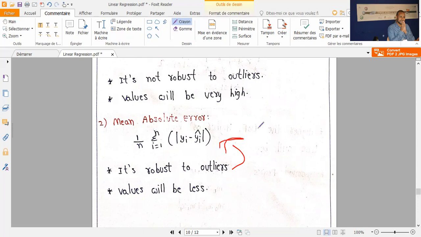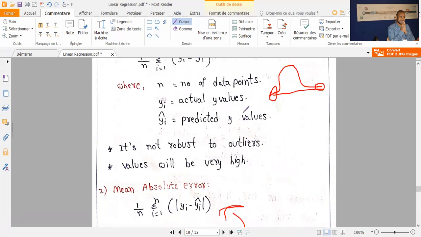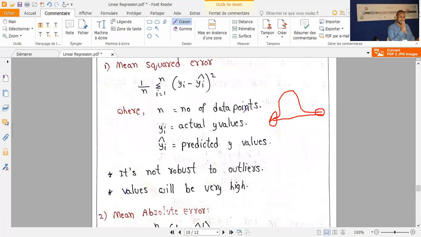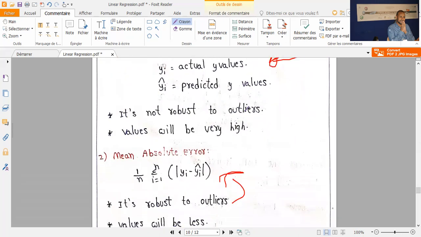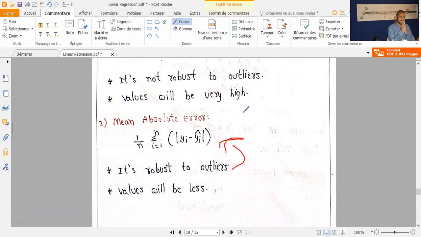When we implement the EDA, exploratory data analysis, of our projects, and we discover that we have fewer outliers, it's okay to work with mean squared error, but if we have outliers, at this time it's necessary to use this mean absolute error.